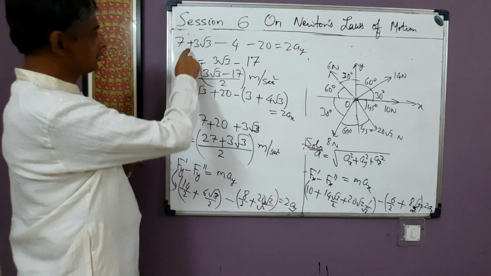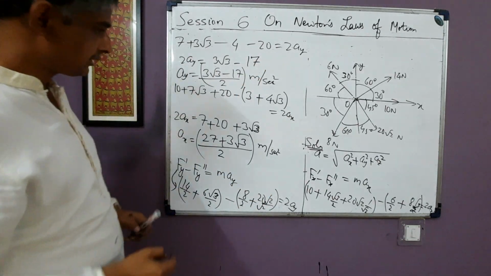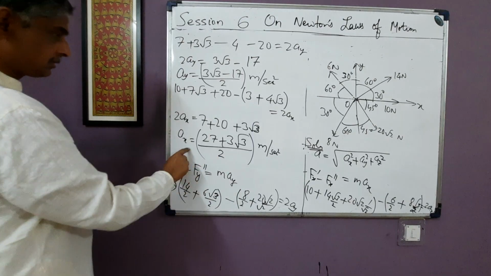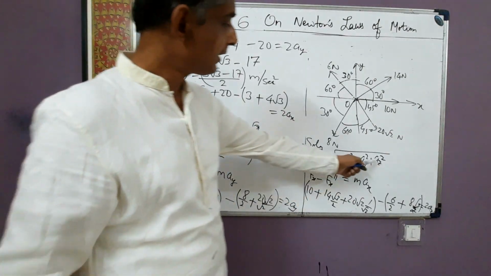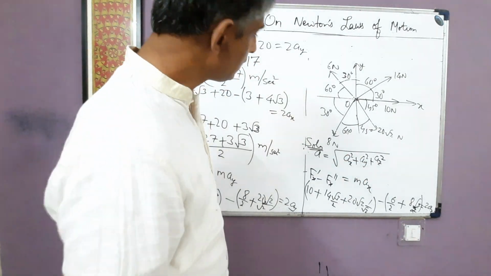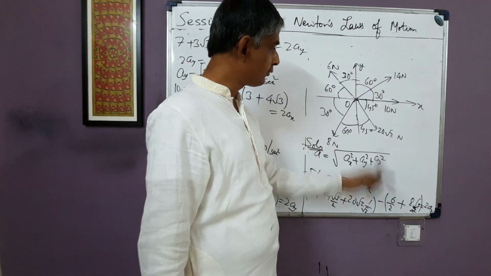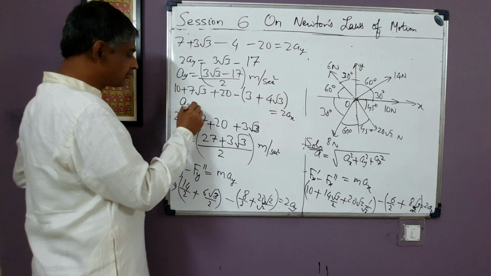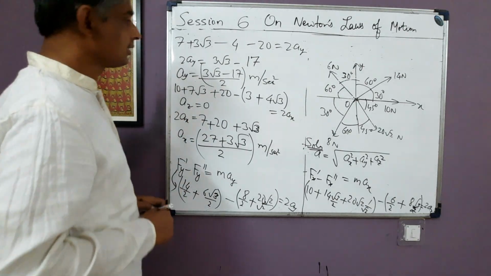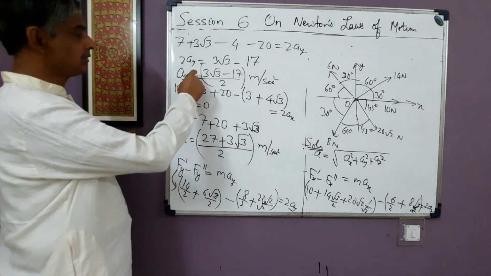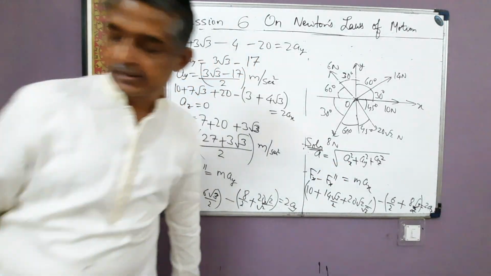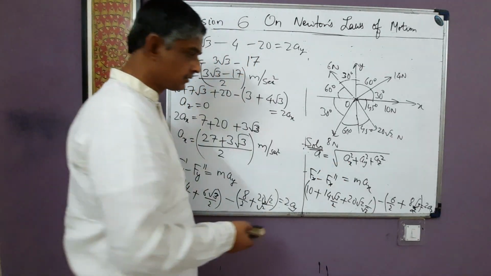Ax we have already found out. Ax is this, Ay is this. And finally we have to find Az. Now all the forces on the particle are in the xy plane. There is no force along the z axis. So since Fz is 0, Az also becomes 0. So now I substitute this Ay, Ax and Az in this formula. Then I get the magnitude of acceleration of point A.